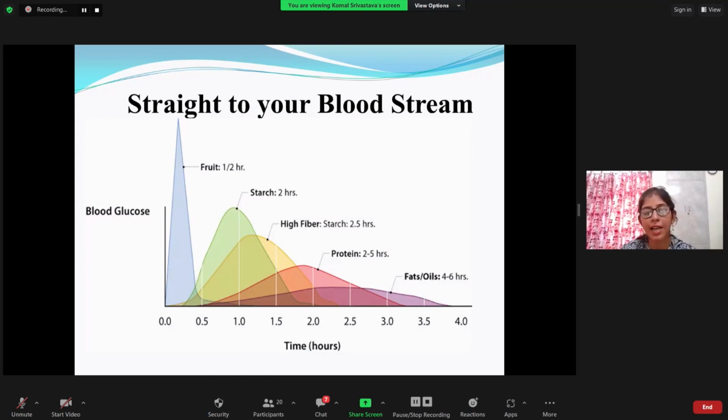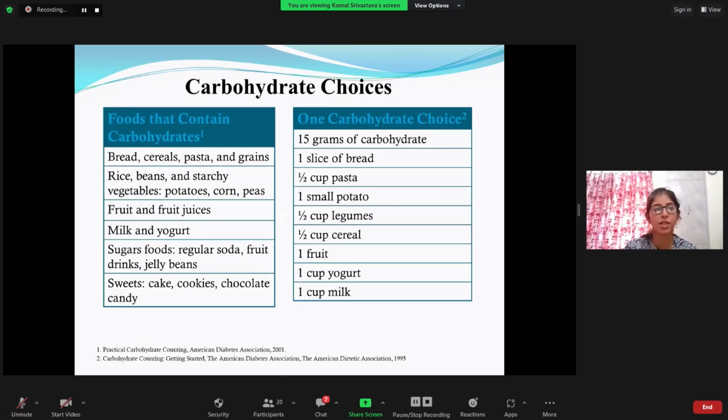Now, if we look into this slide, this is a very self-explanatory slide, which doesn't require much explanation. When you take fruits, within half an hour the blood sugar level peaks. With starches, it is 2.5 hours that there is a rise in the blood sugar level. And when we give more fiber in the diet, it extends up to 2.5 hours after ingestion of carbohydrate. Now, when we talk about carbohydrate choices, I have already mentioned the sources of foods that contain carbohydrate. Now, looking into the one carbohydrate choices.